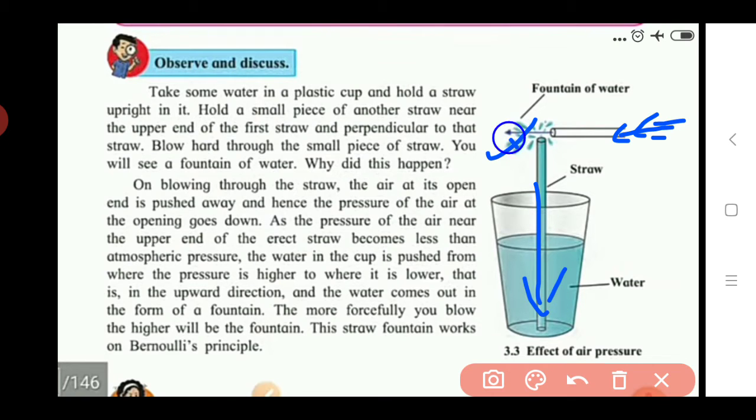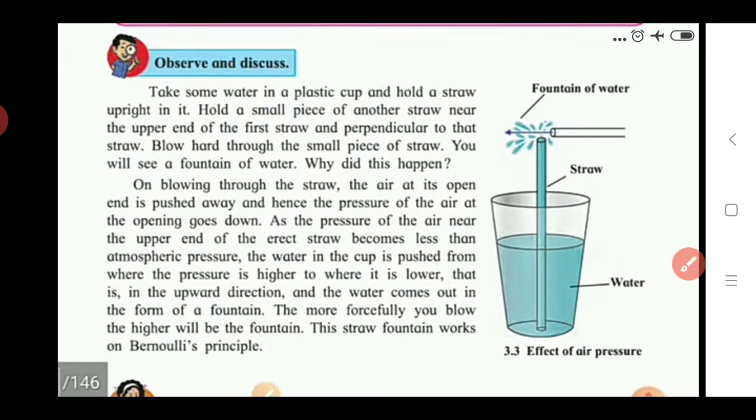So here the fountain is seen. Water droplets come out in the form of a fountain. Why did this happen? This happened due to air pressure. How does atmospheric pressure work in this activity? When we blow through this straw, at the same time the atmospheric pressure near the open end of this straw becomes low, or less.